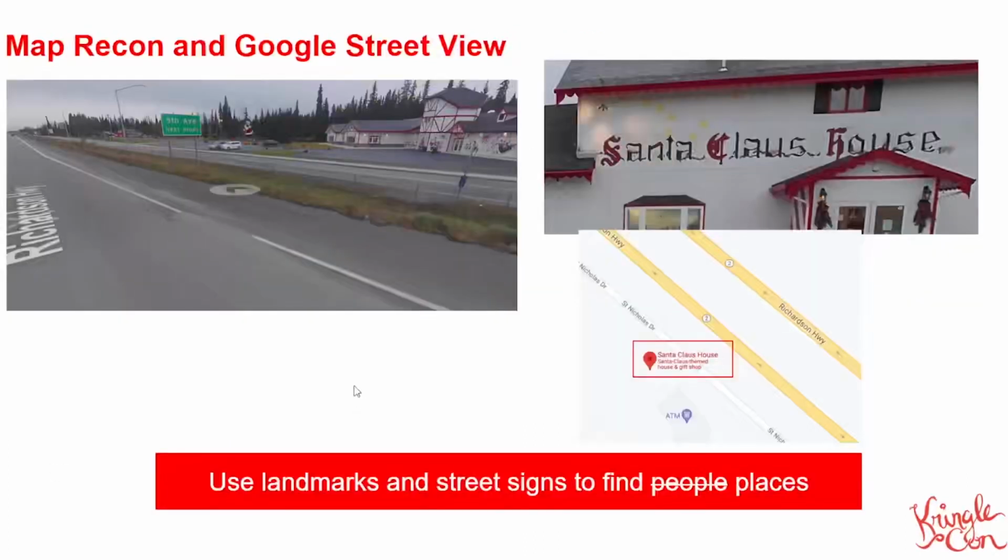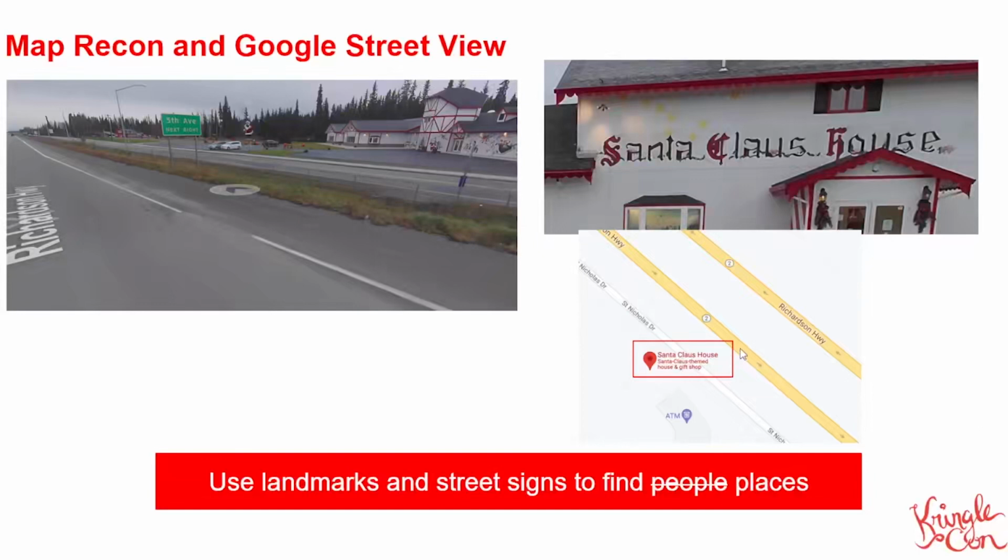So spending some time looking at the map and using Google Street View, we can see that on the Richardson Highway, there is that street sign that we just saw: 5th Avenue, next right. If we look, this is where our elf is standing, looking over at this building, and when we pan over in Google Street View, we see that this is the Santa Claus House. Santa Claus House is a Santa Claus themed house and gift shop. This definitely makes sense as a place that Let It Snow would want to perform.